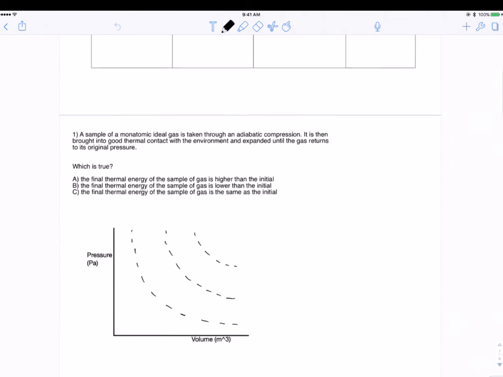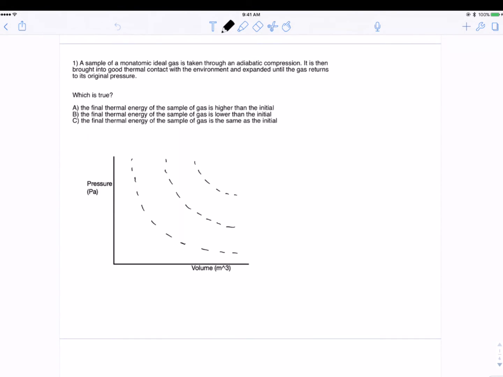So in the first question, we see that a sample of monatomic ideal gas is taken through an adiabatic compression. It is then brought into good thermal contact with the environment and expanded until the gas returns to its original pressure. So which is true? Is the thermal energy higher than the initial, lower, or the same as the initial?